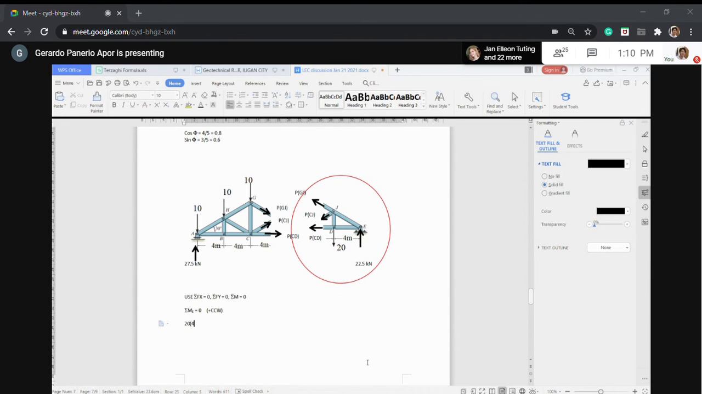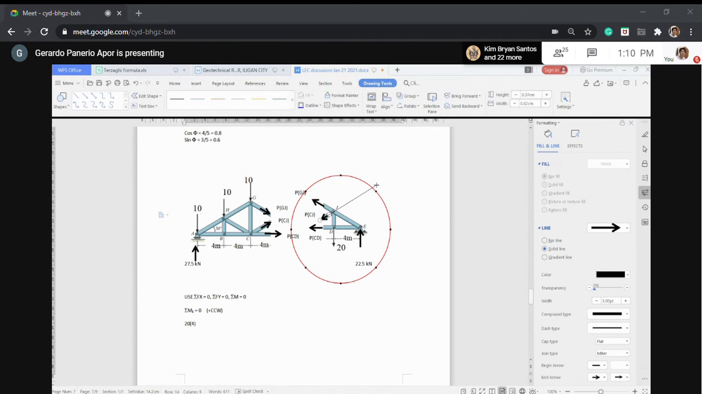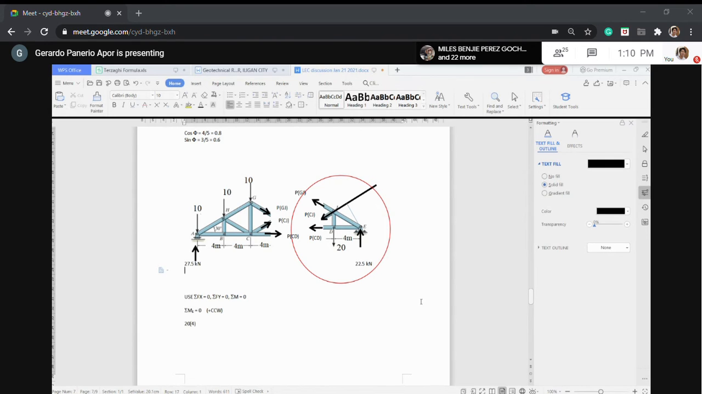The moment arm is 4. So that is 20 kilonewton-meter, because 20 has a unit of kilonewton and 4 is in meters. And then if I am going to break further the CG here, of course, if you know this distance, fine, that's okay. But you can also break that into components.